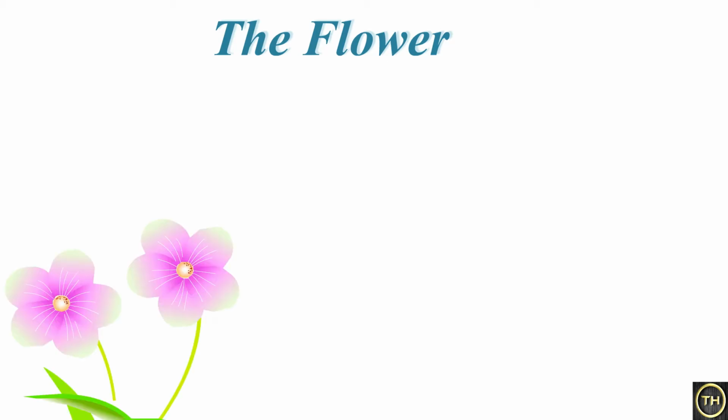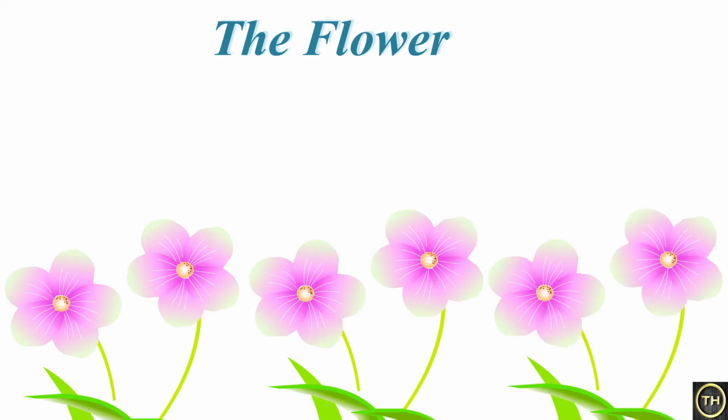Fourth one, the flower. Flower is the most attractive part of a plant. It is connected to a stem by a stalk. A flower has a typical color and shape. It is an important means of reproduction.